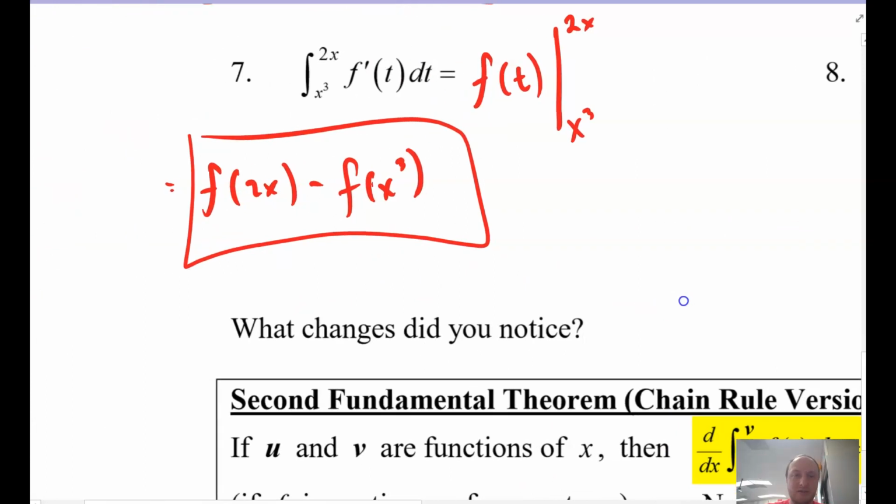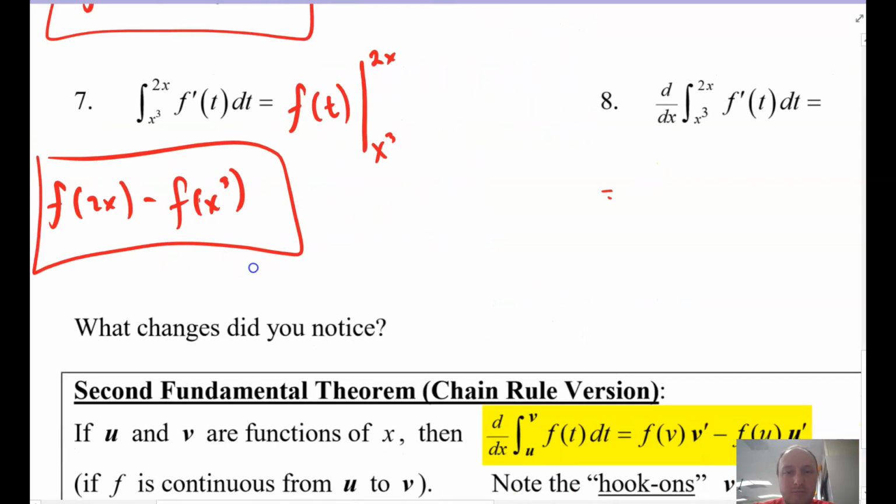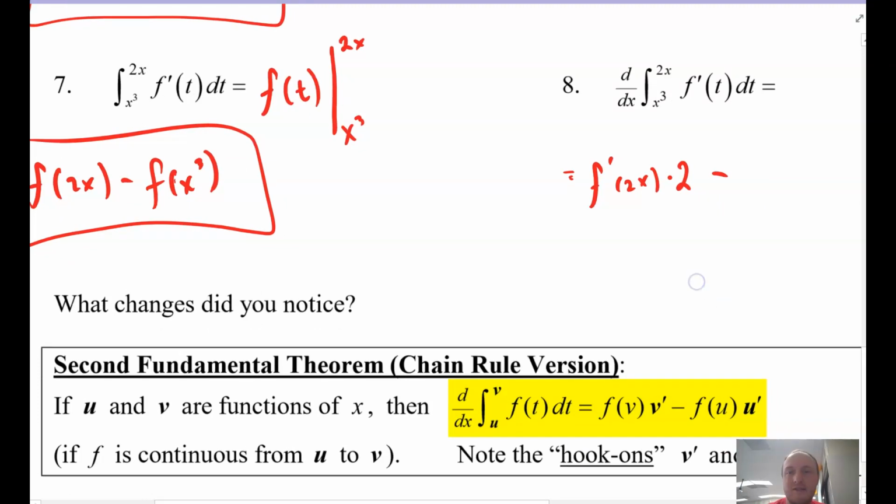So I look at this, I want to take the derivative. Well, the derivative, and I'll just put it here so maybe you can see both. So the derivative is going to be f prime of 2x, but then I also have the derivative of the inside. So multiply by 2, and then I'm going to subtract the derivative of f of x cubed, so that's f prime of x cubed, okay, times the derivative of the inside, which is 3x squared.